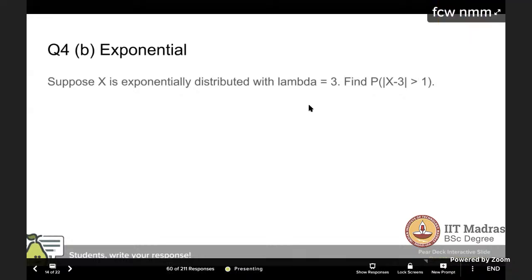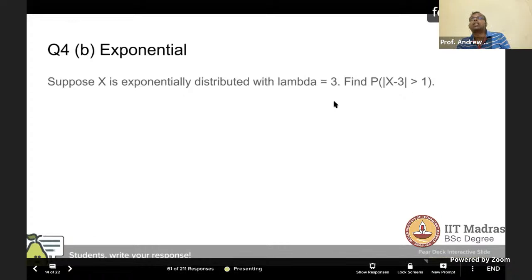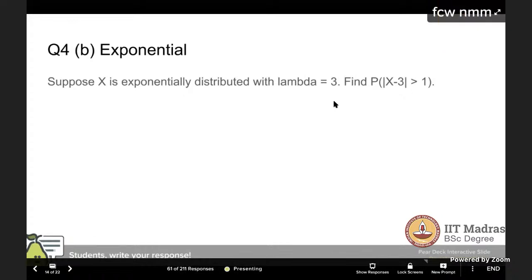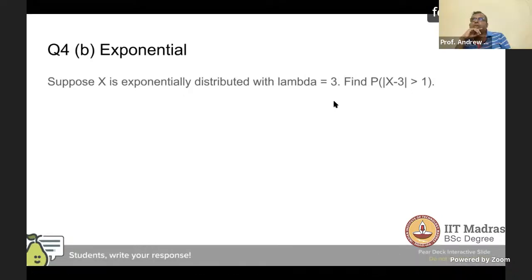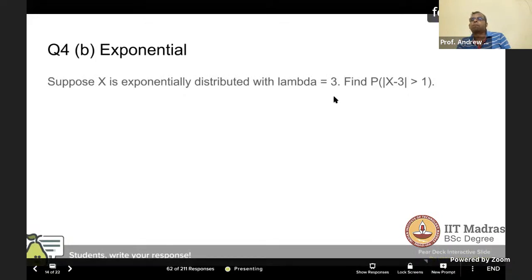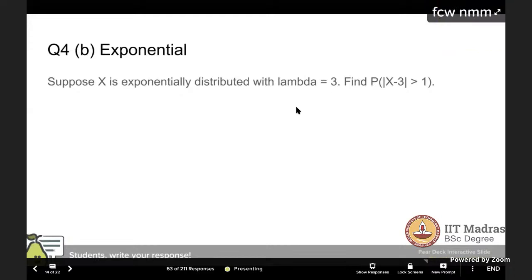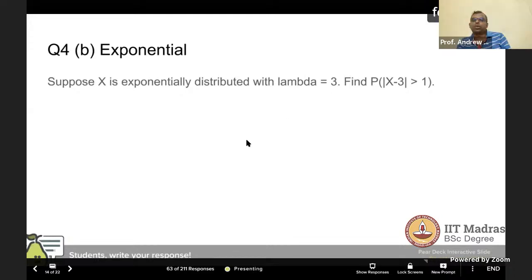Minus 4. Greater than 4. 2 and 4. X lying between 2 and 4, or what? Sir, it's less than 2 and greater than 4. Greater than 4 and less than 2. Yeah, so 1 minus the probability that X lies between 2 and 4, right? Yes, sir. Do you agree? Yeah, so that's what you need to do.